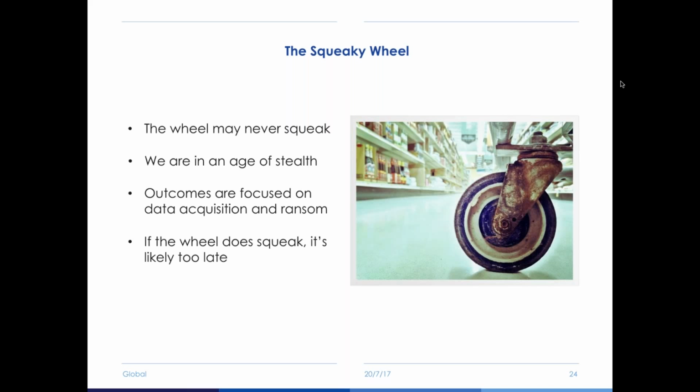Like we said, the outcomes are focused on data acquisition and ransom. The whole process there that I just described with encrypting malware. They want to be stealthy. They want to be silent. And just like that illustration I provided, if the wheel does squeak, it's likely too late. By the time that encrypting malware pops up that message on your screen, starts squeaking, the damage is done. You probably have a file share or something like that encrypted. The local machine is going to be encrypted as well, and you've got a lot of work ahead of you.